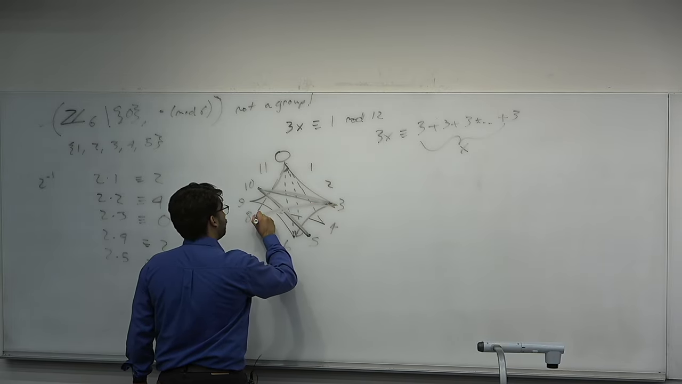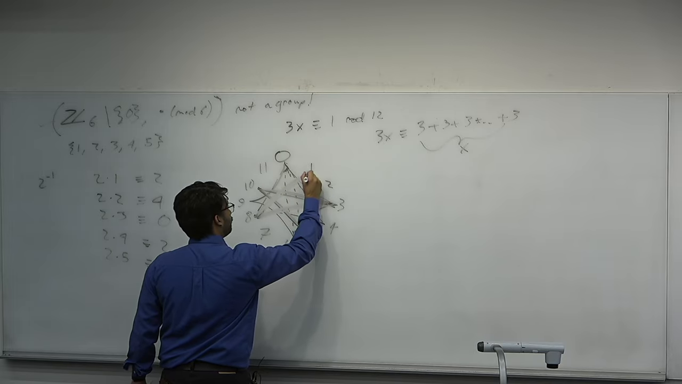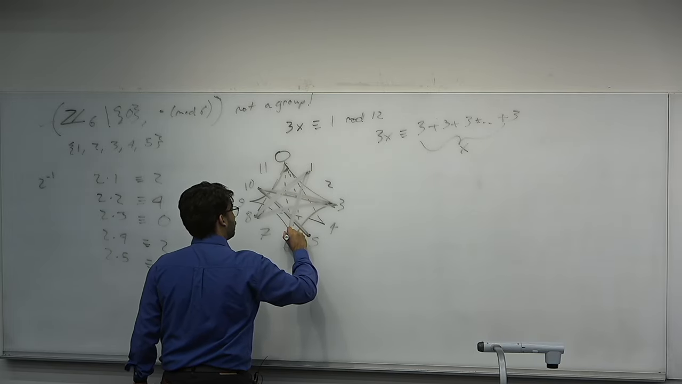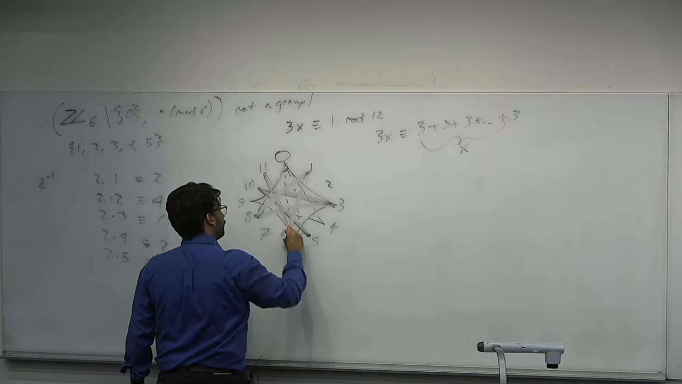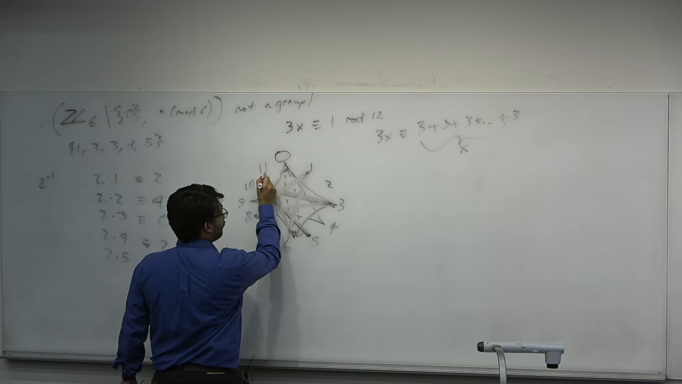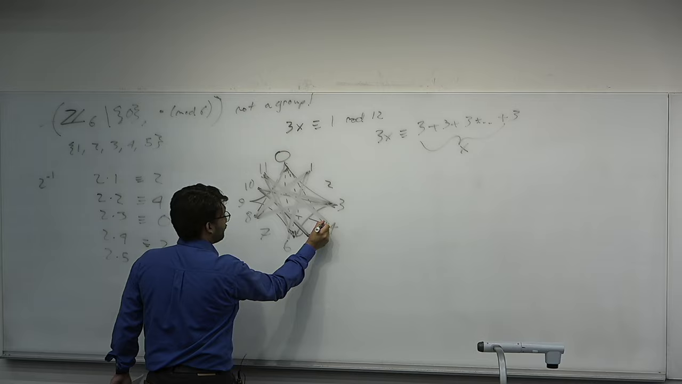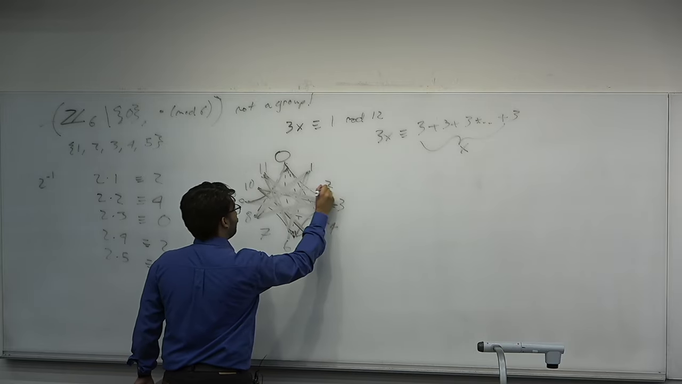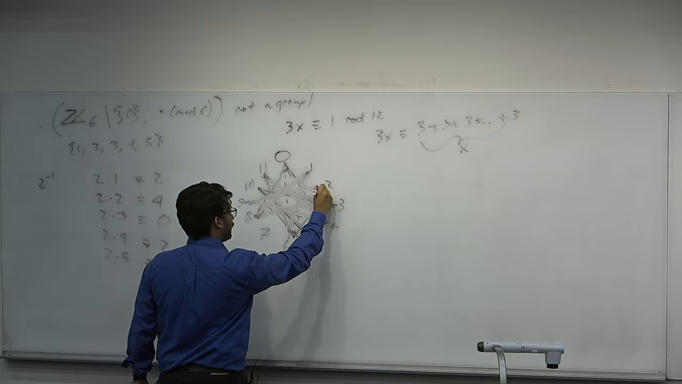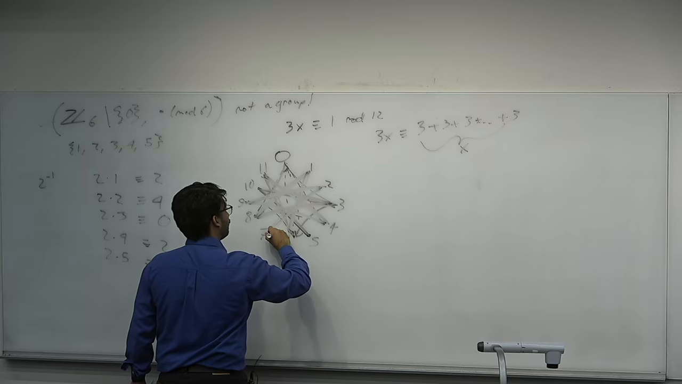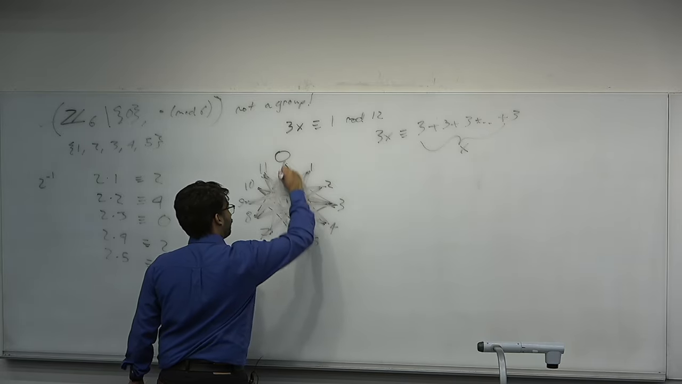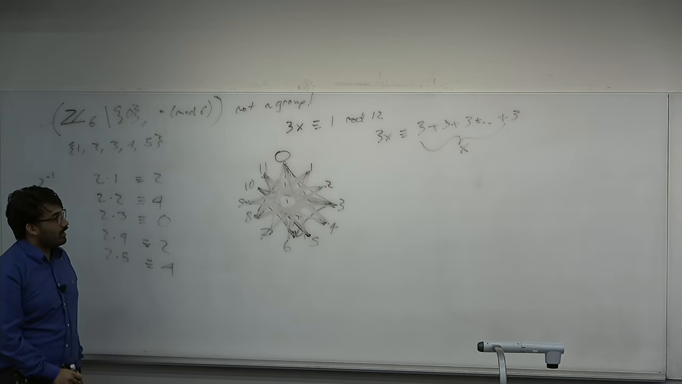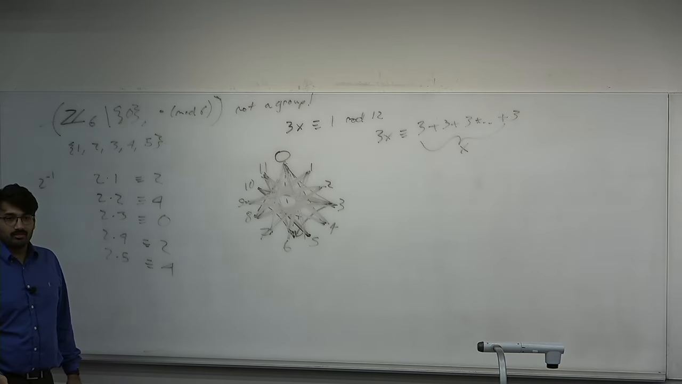Next? 6. Next? 11. Next? 9. Next? 2. Next? 7. Okay. 0. Okay. The length of that cycle is what? It hit every number, so it's 12.